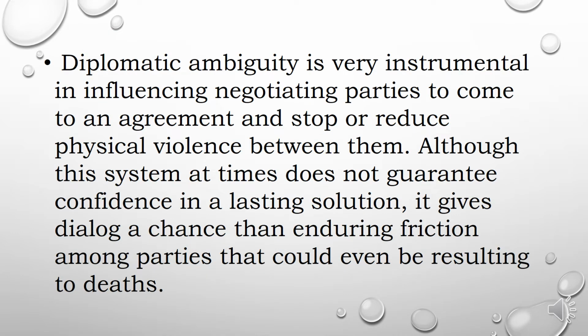Diplomatic ambiguity is very instrumental to influencing negotiating parties to come to an agreement and stop or reduce physical violence between them. Although this system at times does not guarantee confidence in a lasting solution, it gives a dialogue a chance rather than enduring friction among parties that could even be resulting in deaths.